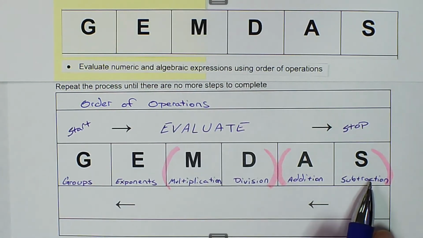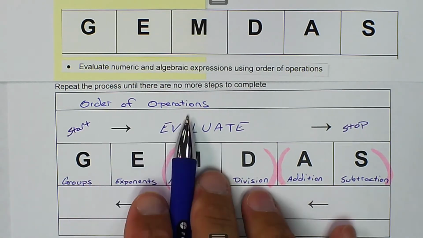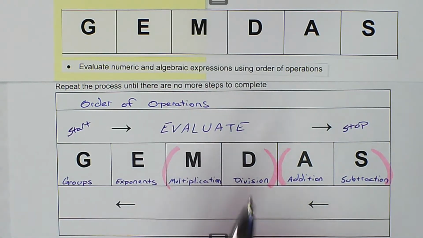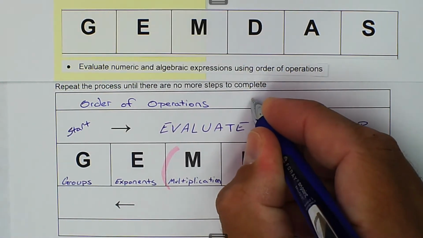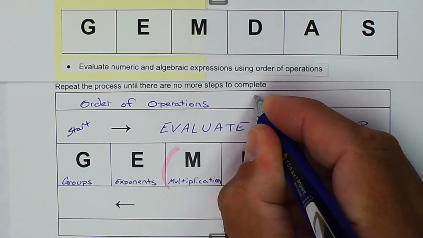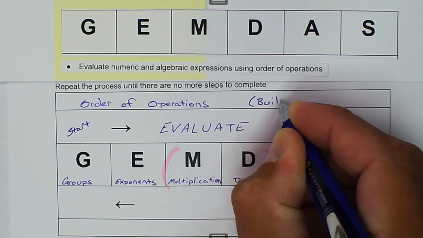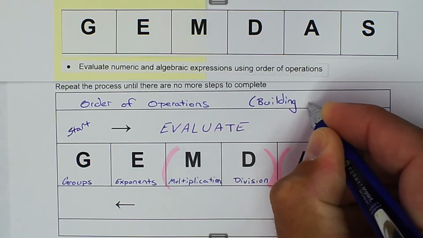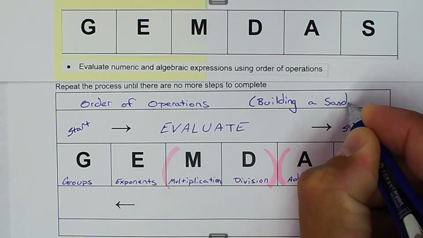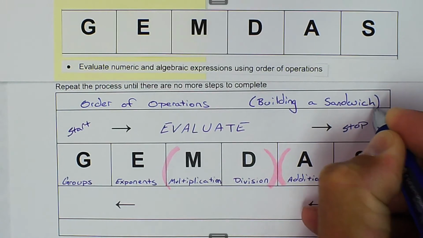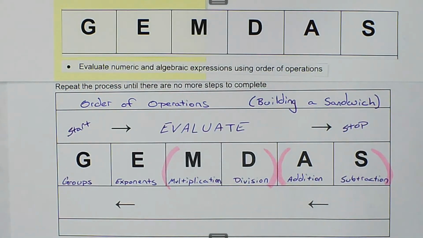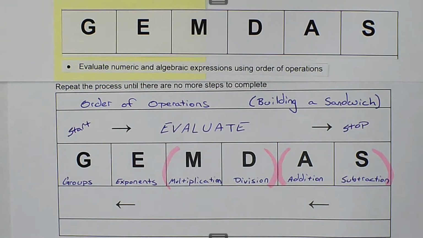So we're going to use GEMDAS as a rule to help us remember the correct order of operations when we evaluate. And when you think about evaluating an expression, you should think about building a sandwich. If I'm making a peanut butter and jelly sandwich, what is the first thing that you have to do? Can you spread the peanut butter on the bread without first opening the peanut butter jar?